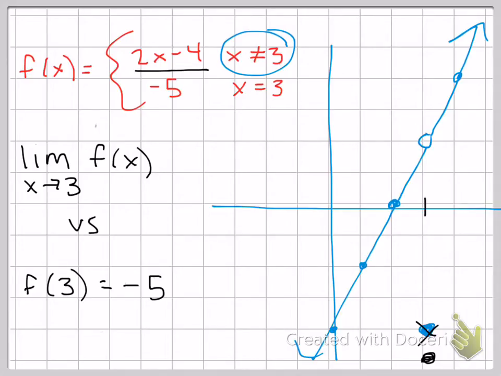Whereas the limit, so as I get closer and closer to 3 from the left side, it's approaching a y value of 2. And as I get approaching 3 from the right side, again I'm approaching a value of positive 2. So the limit as x approaches 3 is a positive 2.